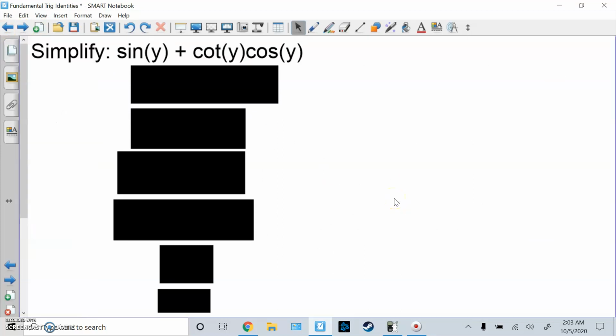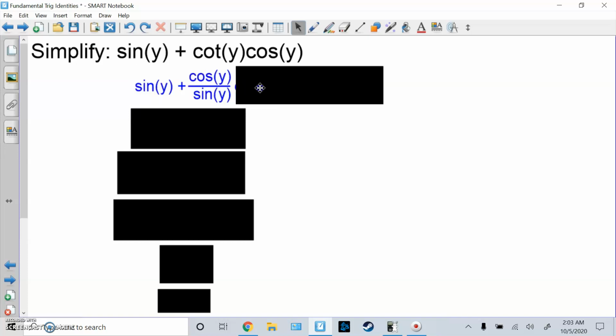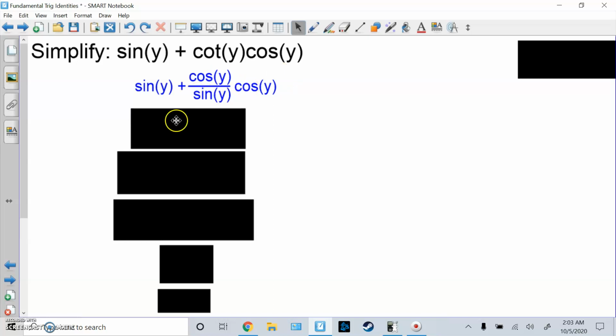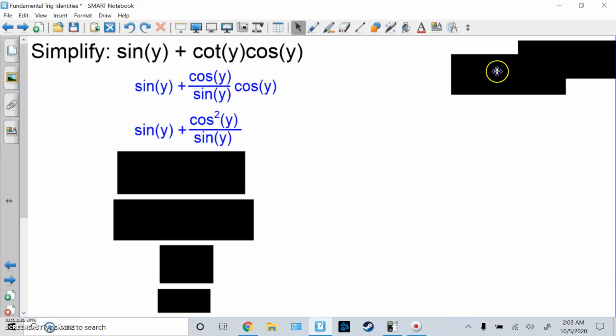Alright, simplify sine of y plus cotangent of y times cosine y. So we want to see sine and cosine. So I'm going to change cotangent into cosine of y divided by sine of y. Alright, now I can multiply this fraction. Cos y over sine y times cos y. This will be cos squared y over sine y.